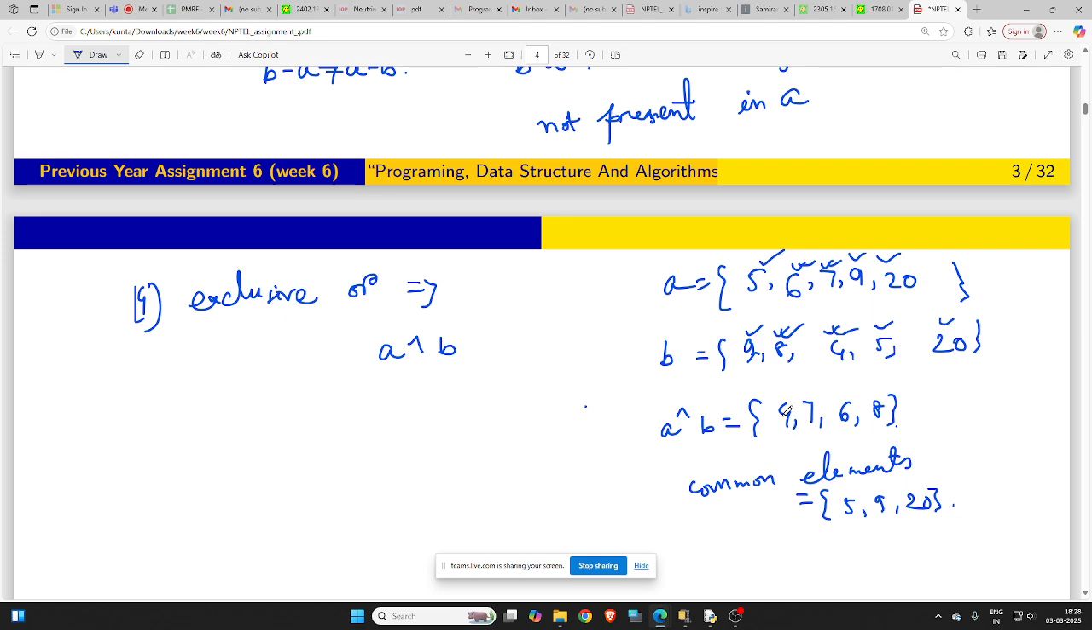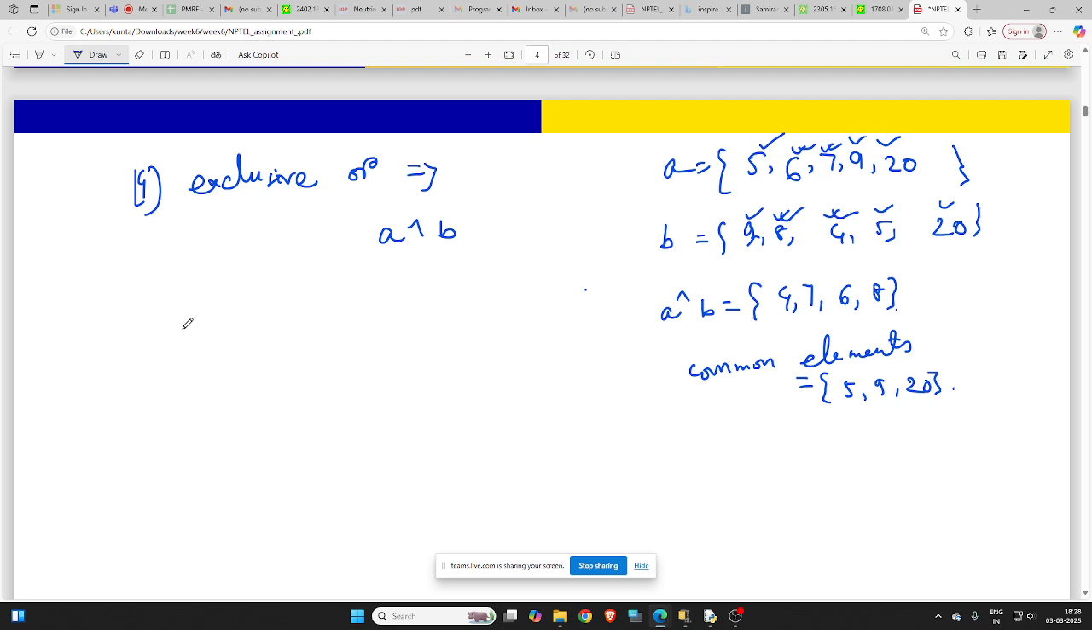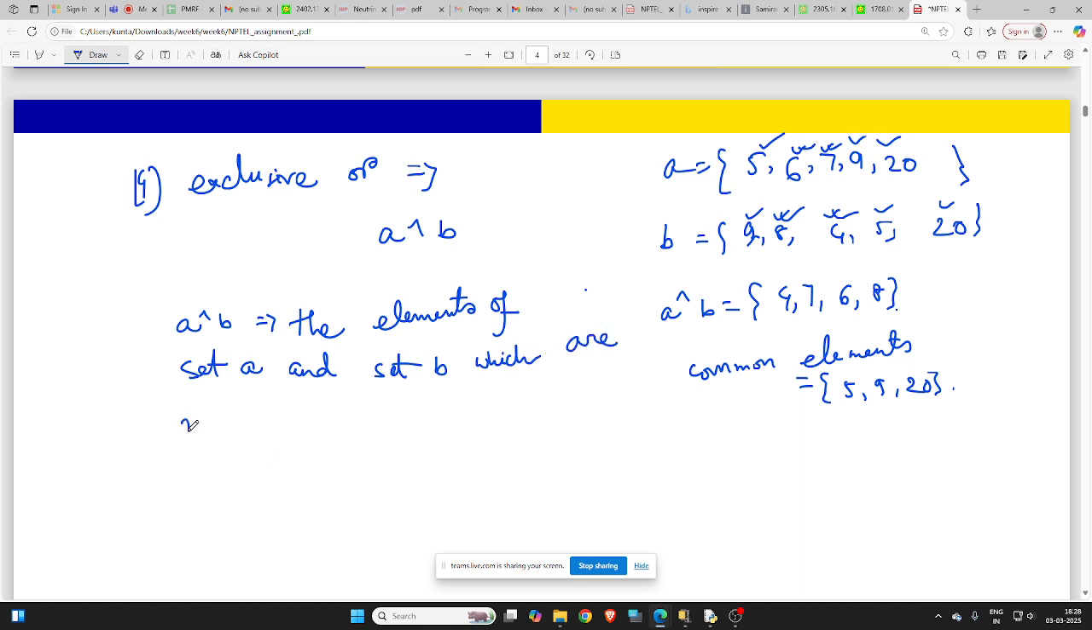Okay, so A to the power B is nothing but, if I write it here in simple language, the elements of set A and set B which are not common to A and B.